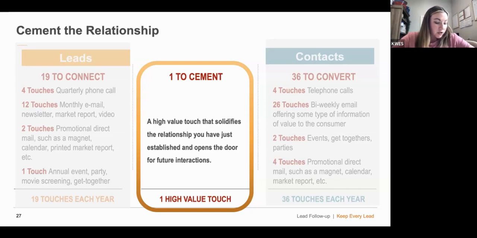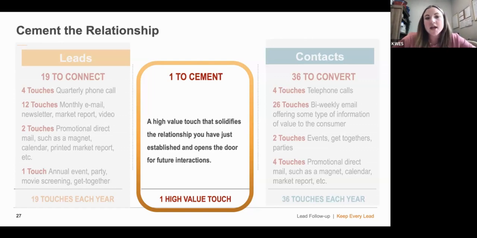What are some options you could offer as your 1 to cement? What are other agents using and finding success with? Does anybody want to share what they think the 1 to cement value touch should be? Or are we still confused on this? Because they didn't really explain it that great.